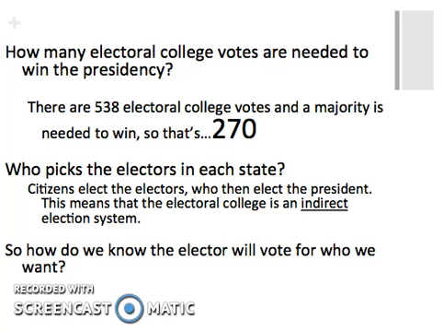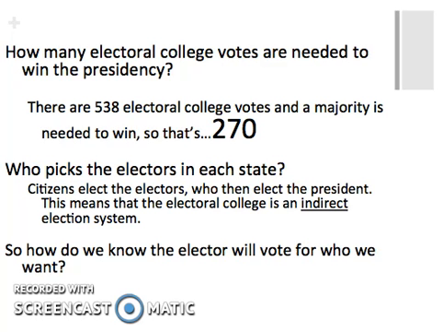So who picks the electors in each state? The citizens elect the electors, or the people who will be putting in the votes for that state. This means that the Electoral College is an indirect election system. A direct election system is that your one vote counts towards that majority. Here, we are giving our vote to the electors. So we're telling them who we want to vote for, and they do it for us. We don't actually elect the president ourselves. This group of electors does it.